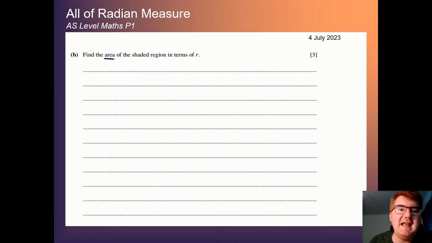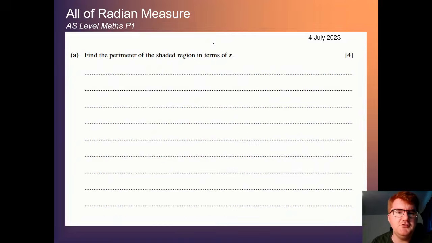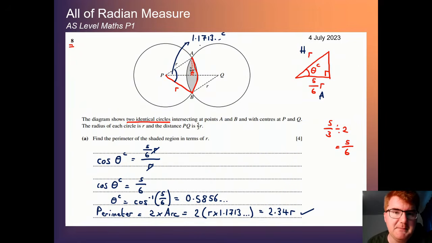Now we want to work out the area of the shaded region in terms of r. This is a bit trickier, but we can make it a bit easier for ourselves by using what we already know. Remember the area of the segment formula.